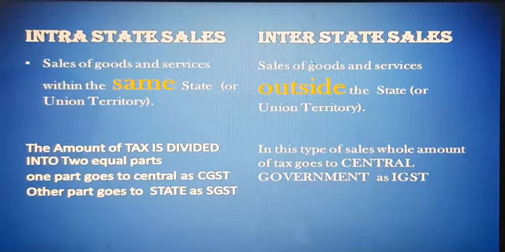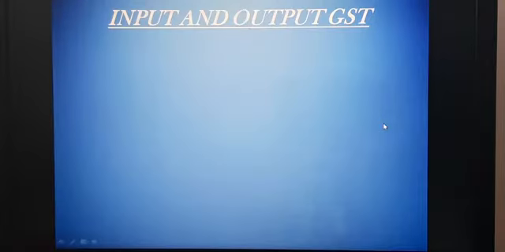Now let us compare intrastate sales and interstate sales. Intra means within the same state or union territories, whereas inter means outside the states and union territories. In case of intrastate sales, the amount of tax received is divided into two equal parts. One part goes to the central government as CGST and another part goes to the state as SGST. But in case of interstate sales, the whole amount of tax goes to the central government as IGST.